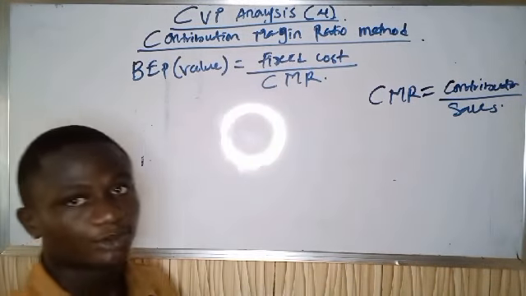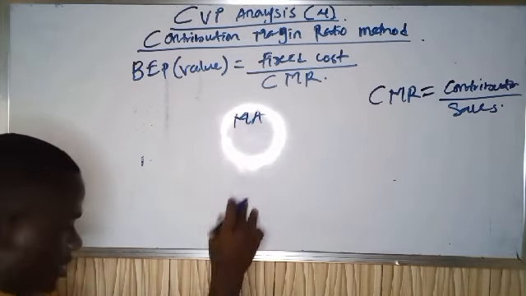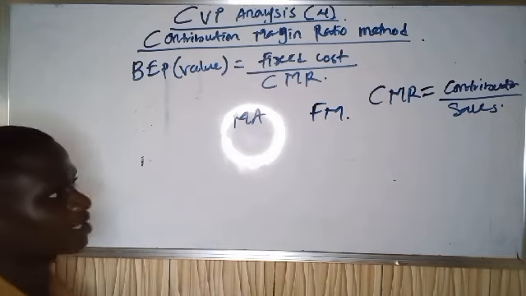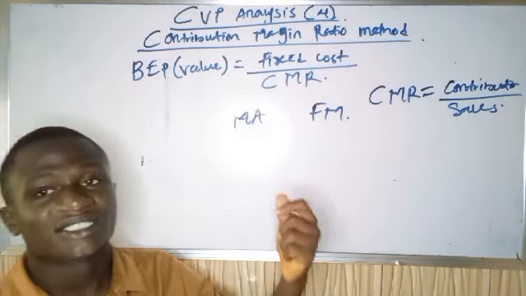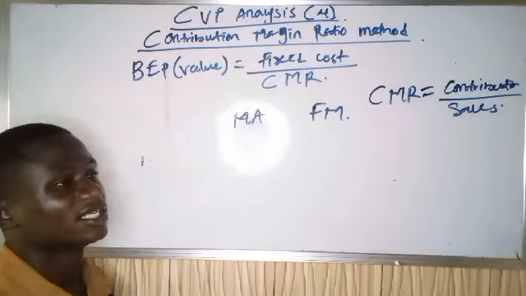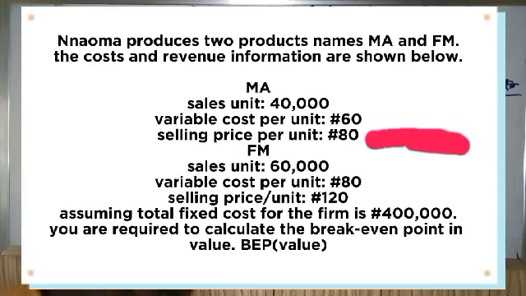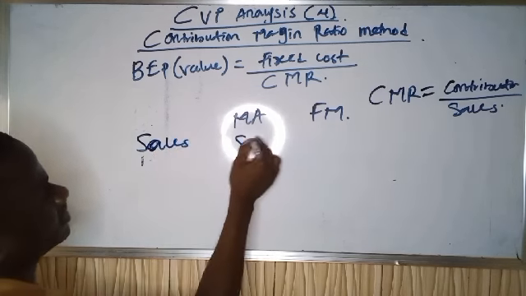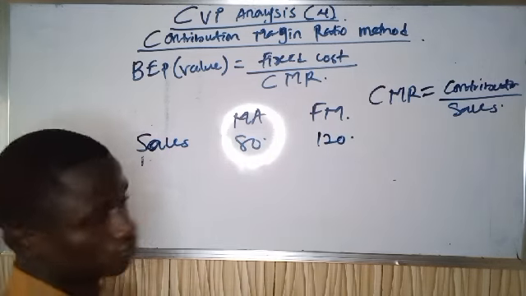Don't forget that we are dealing with two products, MA and FM. And contribution is simply sales value minus variable cost per unit. So let's go back to the question. For MA, what is our sales value? From the question, we're told that MA, the selling price is 80 naira. And what about for FM? For FM, the selling price is 120.